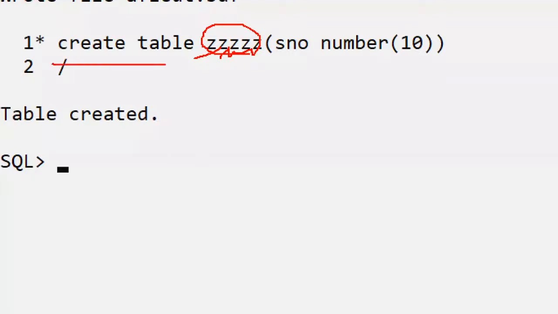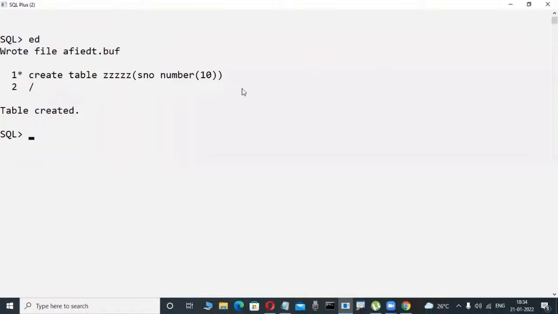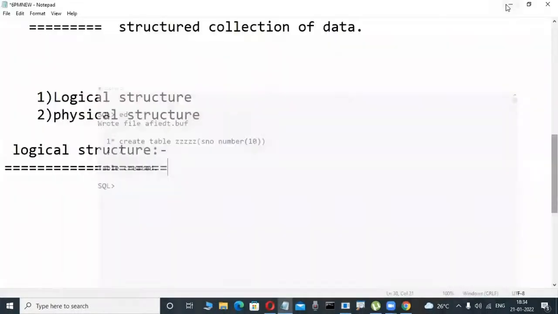The table I'm creating is in my Oracle database, or SQL Server database, or MySQL database. I'm creating a table. Okay, fine. The table is created. Slowly observe it here. This table is created.